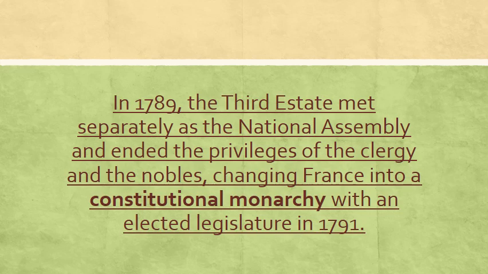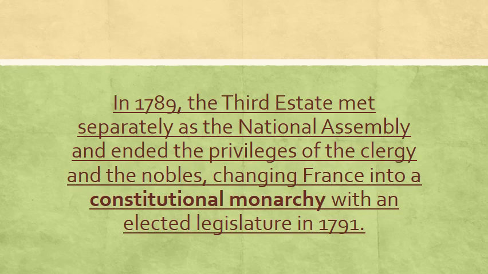So you can write down: in 1789, the Third Estate met separately as the National Assembly. So they met as their own government, and they ended the privileges of the clergy and the nobles, changing France into a constitutional monarchy with an elected legislature in 1791. I'll read that again for you, and it's up there for you to write down. In 1789, the Third Estate met separately as the National Assembly and ended the privileges of the clergy and the nobles, changing France into a constitutional monarchy with an elected legislature in 1791.